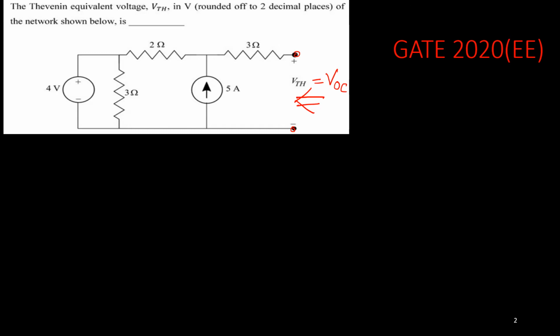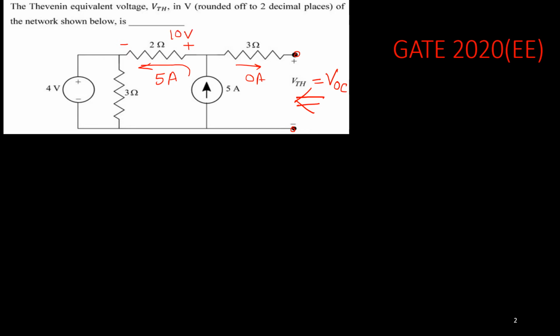What you'll do here: as this end is open circuit, there is no current flow here. This side current is 0 ampere. So this current source of 5 ampere will supply 5 ampere, and that current has to flow to this side only. So this branch current is 5 ampere, right? As 5 ampere is flowing, the potential across this 2 ohm resistor will be V equals I times R, so 2 into 5 means 10 volt.